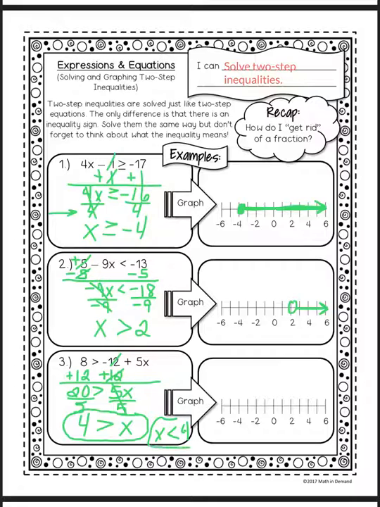So you could also write this as x is less than 4, or just read it backwards. X is less than 4. So I'm going to put an open circle on the number 4, and then I'm going to color to the left. Less than, left.